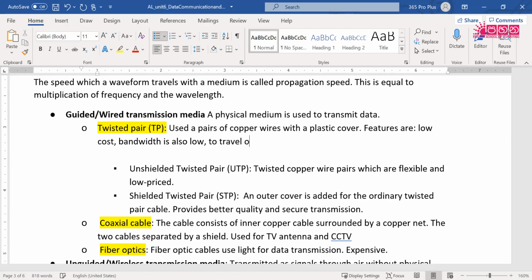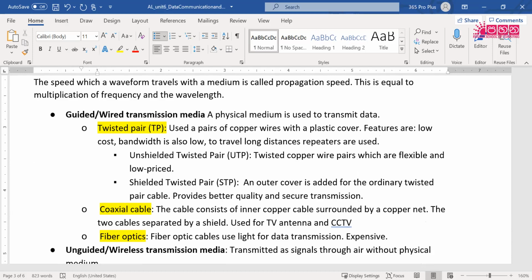To travel long distances, repeaters are used. The idea is that when you have a very large distance to travel, when you have a very long cable, the signal will be distorted, the signal will become lower. So which means you have to use a repeater if you want to transfer over long distances. So under that, now you can write down unshielded twisted pair, UTP cables.